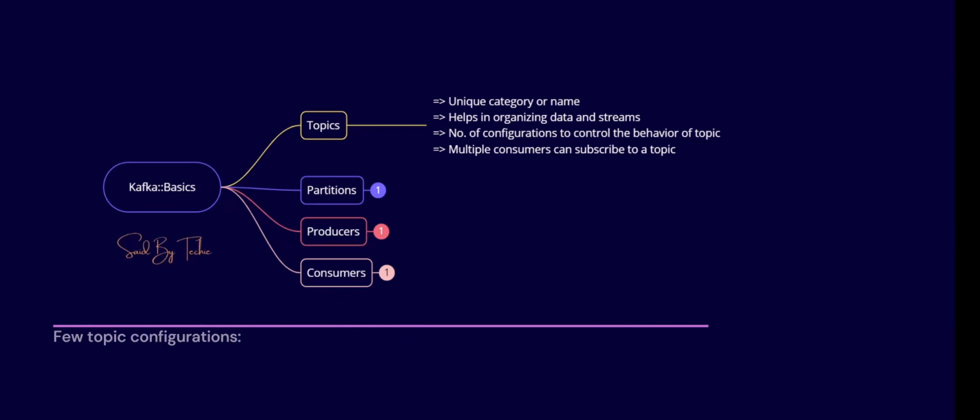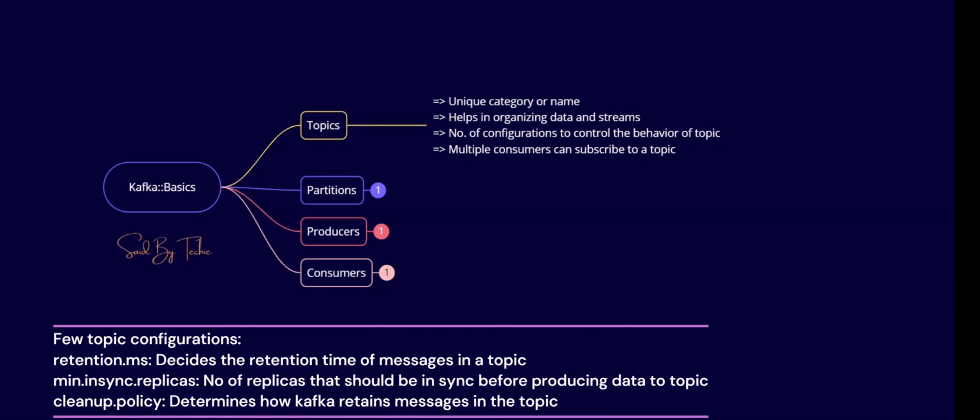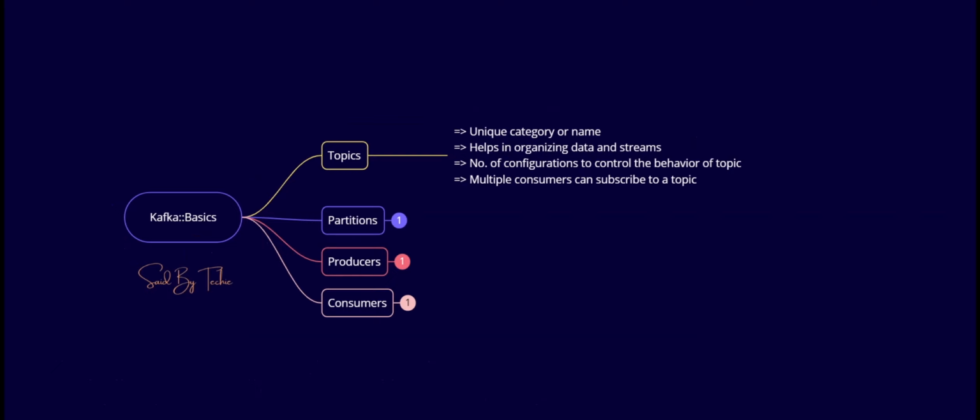And we have numerous configurations to control the behavior of a topic, for example how long a message in a topic should stay. We have the retention.ms property, where we can define how many milliseconds we want that message to reside in the topic. Multiple consumers can subscribe to a topic. This is how parallelism is achieved in Kafka. A single consumer can subscribe to multiple topics, or multiple consumers can subscribe to a single topic.